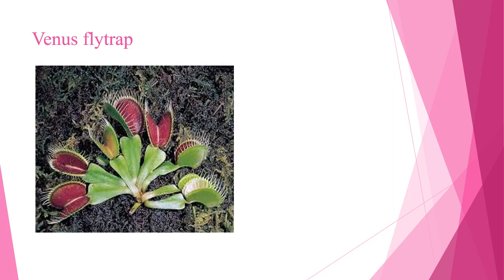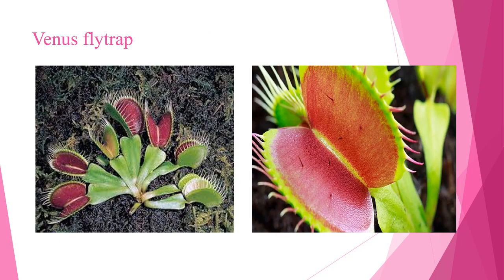The first example for insectivorous plants is Venus flytrap. If you see the pictures, you can see the leaves are modified to trap insects. If you watch the leaves closely, you have some short, stiff hair-like structures on them. When an insect touches these hairs, the leaves shut, they close. In less than a second, the insect is trapped and digested.